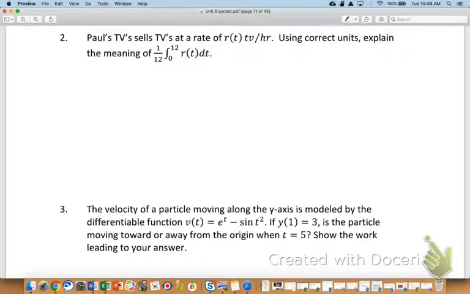So we're just going to do number 2 real quick. We're going to work through this together. It says, Paul's TVs sells TVs at a rate of R of T TVs per hour. Using correct units, explain what that expression means. This is a pretty common thing, and I brought this in because it will tie us back to Unit 6, Day 1 pretty nicely. We need to flesh this out a little bit.